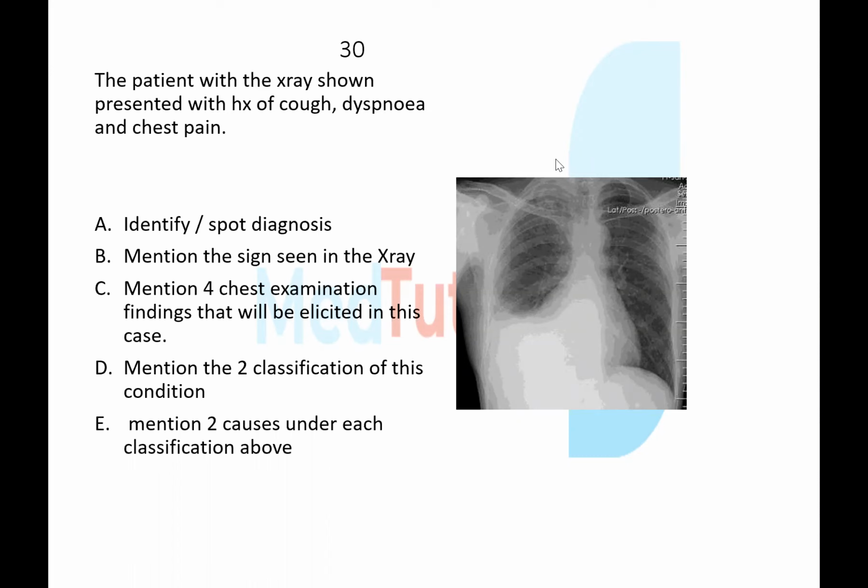Mention the signs in the X-ray. Meniscus sign. Exactly. So option C: mention 4 chest examination findings that will be elicited in this case. You've been taught chest examination yesterday. So what will the patient present with, or what will you see when you examine this patient? You start with inspection until you get to auscultation. At least, even if you say one thing in inspection, one thing in palpation, one thing in percussion, and one thing in auscultation. So inspection, what will you see?